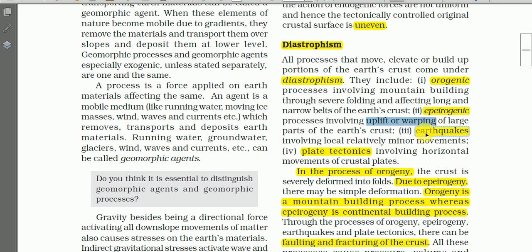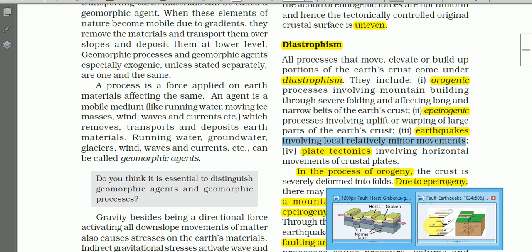Then earthquakes. About the causes of earthquakes, effects and distribution, we have already learned. So earthquakes come under the term diastrophism. Earthquakes involve local, relatively minor movements. Because of earthquakes there may be deformation on the earth surface, or deformation is related with earthquakes. That means earthquakes and deformation are simultaneous.